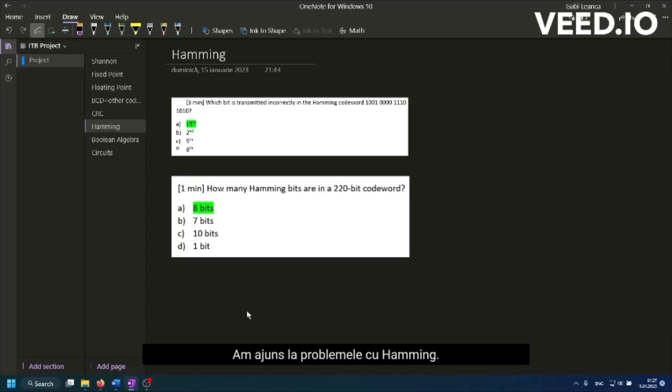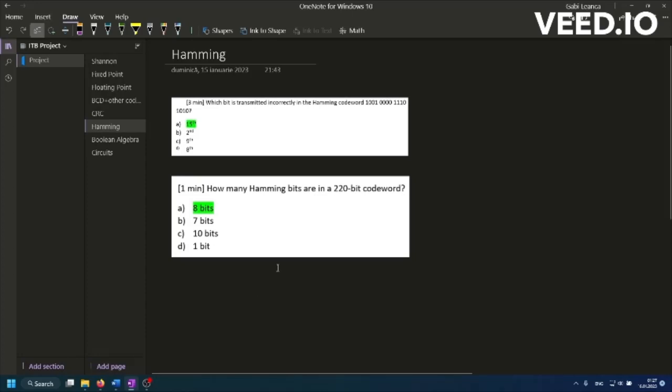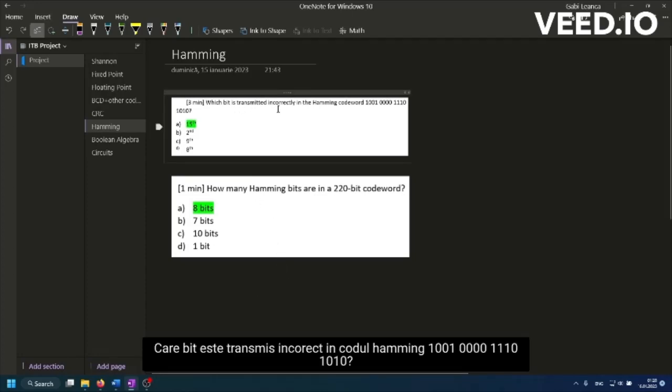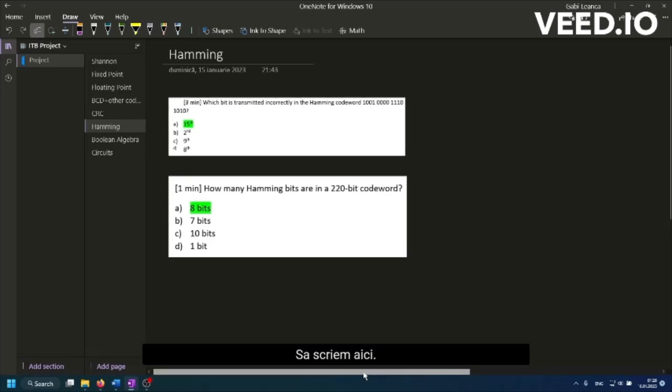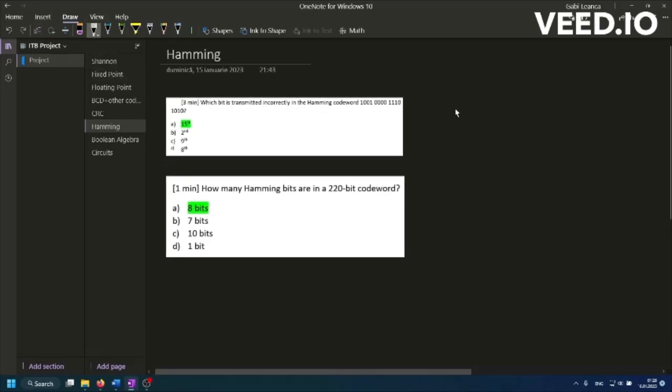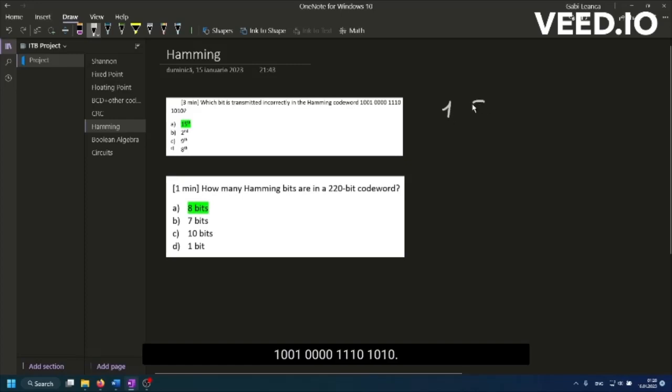We have reached the Hamming problems. Which bit is transmitted incorrectly in the Hamming code word? 1, 0, 0, 1, 0, 0, 0, 0, 1, 1, 1, 0, 1, 0, 1, 0. Let's write it over here.